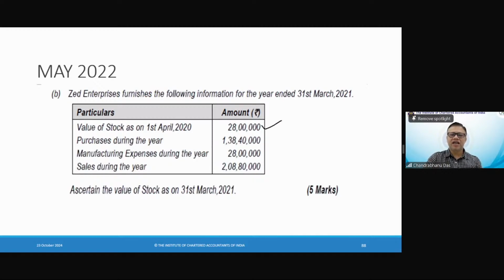You have been given 28 lakhs as the value, purchase is given, manufacturing expense is given, which will be added, and sales will be taken for deduction from gross profit, and the net value will be deducted from this value of stock for arriving at cost of goods sold. So purchases and manufacturing expense will be added and sales will be subtracted.